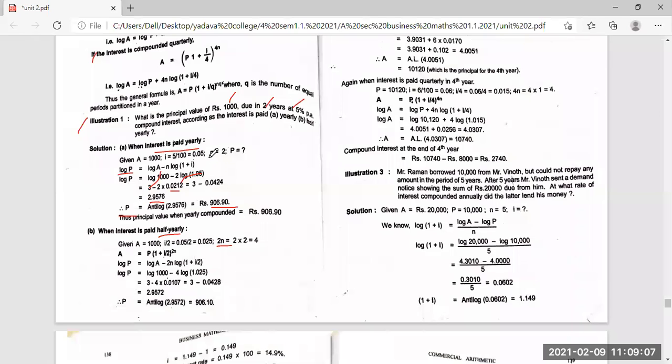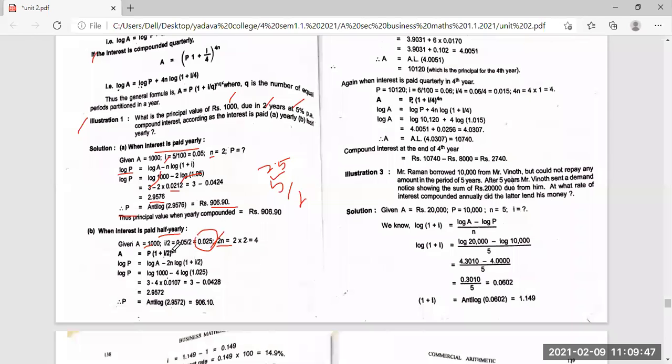Here for a whole year we put N; for half yearly we have to put 2 into N. The amount is the same, 1000. I is half, half means divide by two. So 5 divided by 2 is 2.5. Am I right? So I divided by 2: 0.05 divided by 2, you will get 0.025. Okay, so this is the answer.